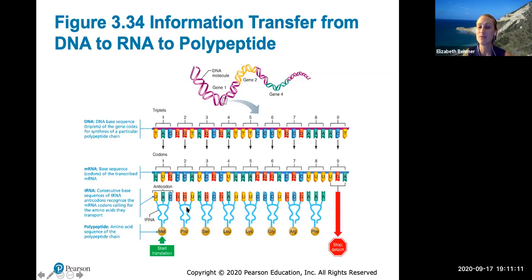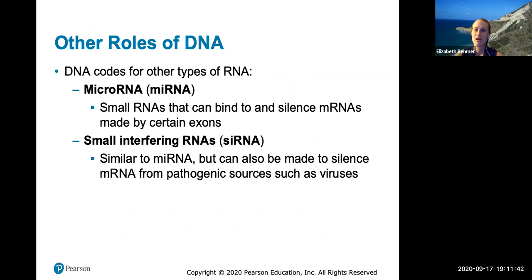And then it'll create the amino acid strand. And a protein is just amino acids put together. The amino acids are held together by peptide bonds. So that's why we call it a polypeptide. Poly means many. And then when we get to a stop codon on the messenger RNA strand, that tells the protein to detach from the ribosome, and it says, all right, we've made our protein, transfer RNA, we don't need you to bring any more amino acids. Other roles of DNA: DNA codes for other types of RNA, don't worry about that.